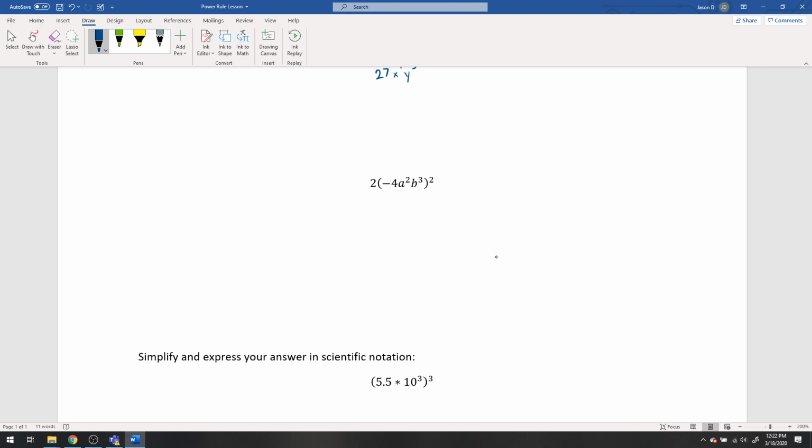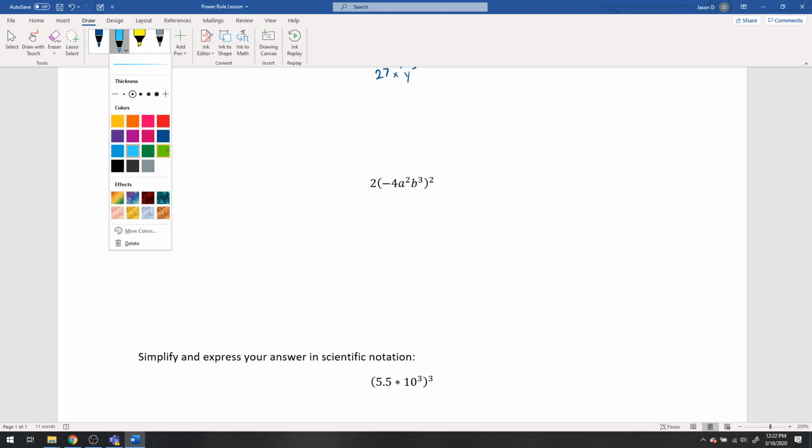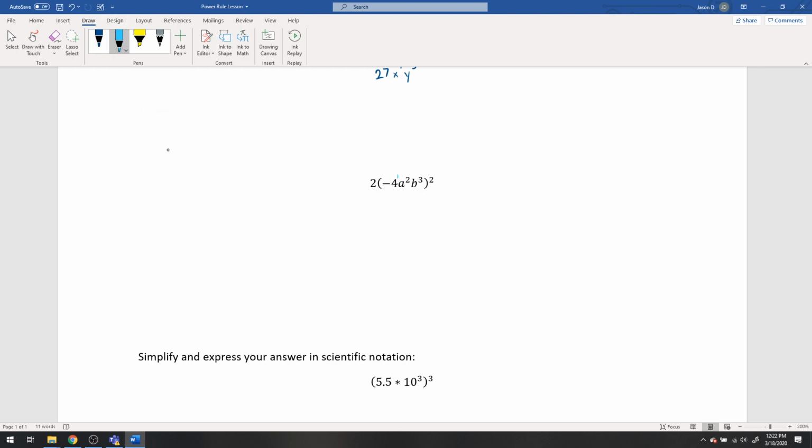Now, the question that might have come up is, what do you do about that negative sign that's in front of the 4? That's actually going to be our difficult part of this problem, maybe also the 2 that's out in front. We'll start this problem off kind of like we did before. I'm going to put a 1 power over everything that doesn't have a power. Well, actually, that's just going to be the 4 here.